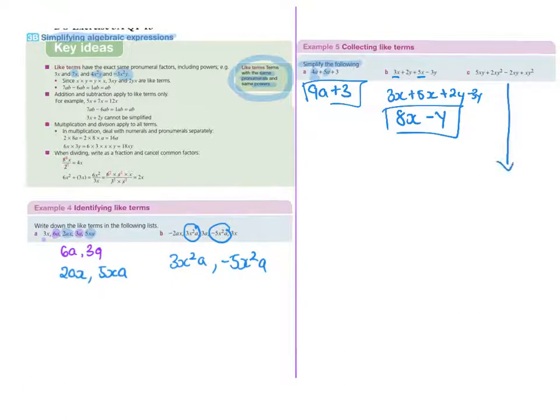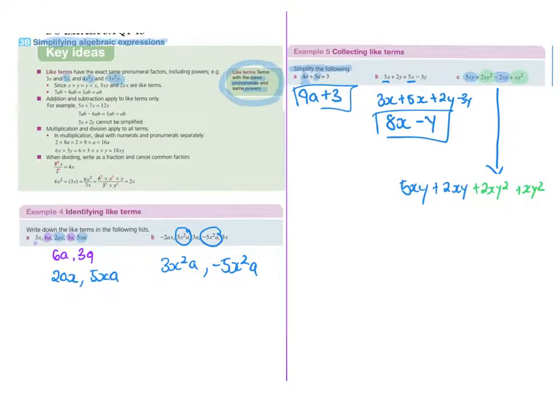And if we do this one, we have a look. 5xy is similar to 2xy, and then I've got the 2xy squared is similar to that one. So if we group them, we've got 5xy minus 2xy, okay, plus 2xy squared plus xy squared. So then we keep grouping them. So a 5 and a 2 makes 7xy plus, and then we've got 3 of these ones. So there's our answer.